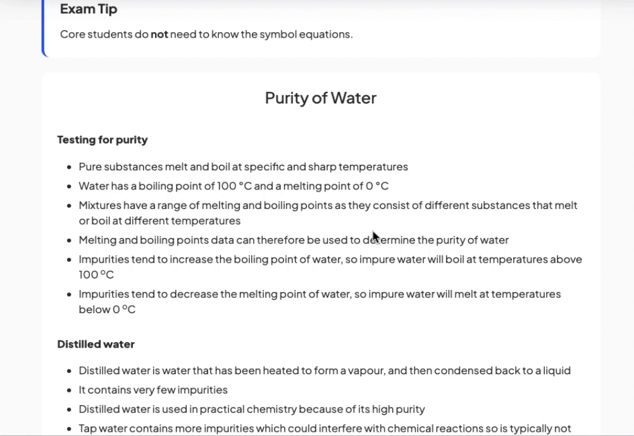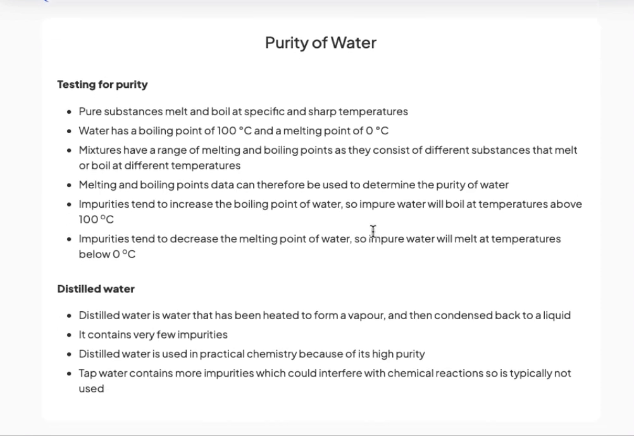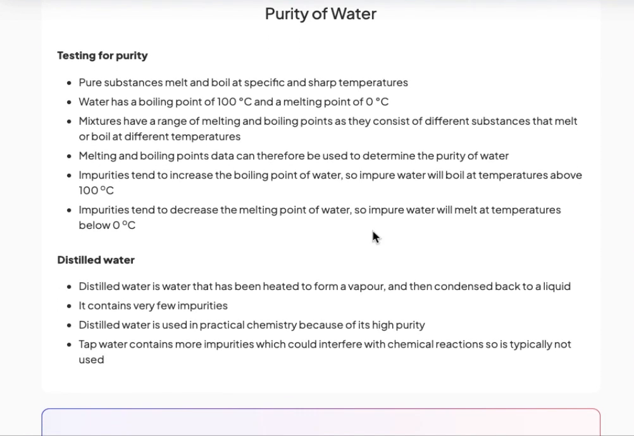Then another testing ground is the boiling point. For boiling point, impure water will begin to boil at a temperature above 100 degrees Celsius. It will definitely not boil at 100 degrees Celsius. So these two scenarios are used for testing the purity of water.